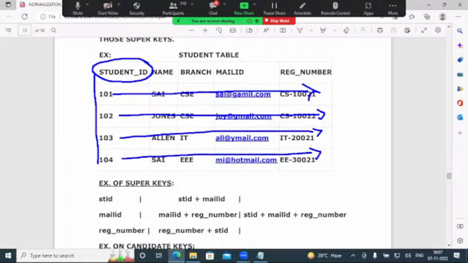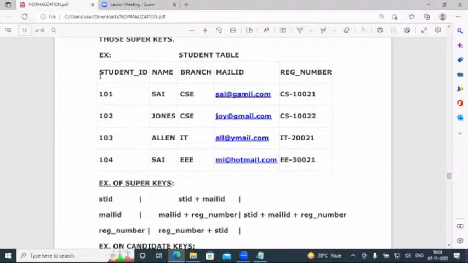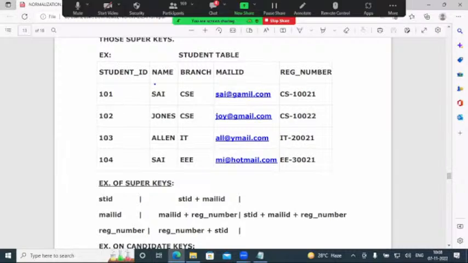So that means now, is the student ID column a super key column? Yes or no? Yes. Is the definition satisfied? Yes. Okay, so student ID is one of the super key columns. I keep it. Next, come to the name column.